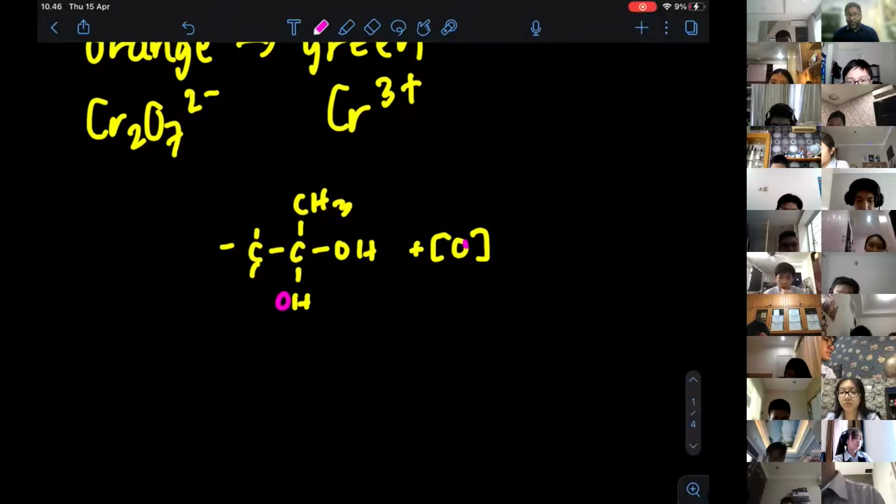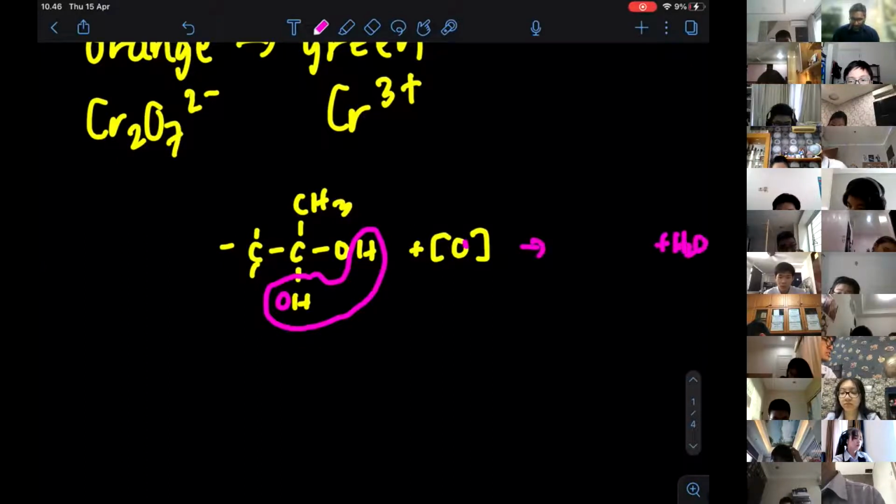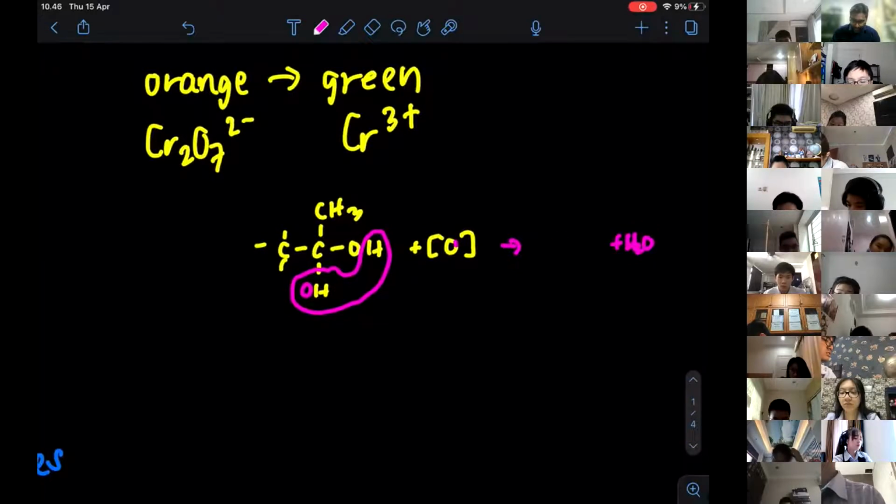Okay, at the hydrogen, and then the bond between here and this will be broken. And what you will have is a water molecule, and you are going to have carbon, CH3, CH3, and then double bond O. You are going to have a ketone.